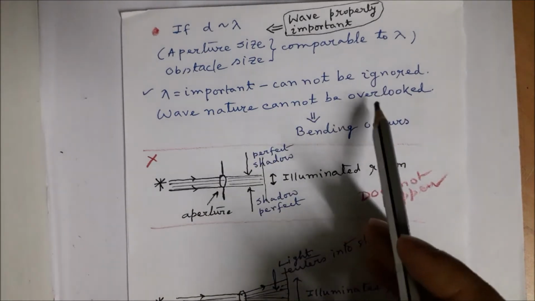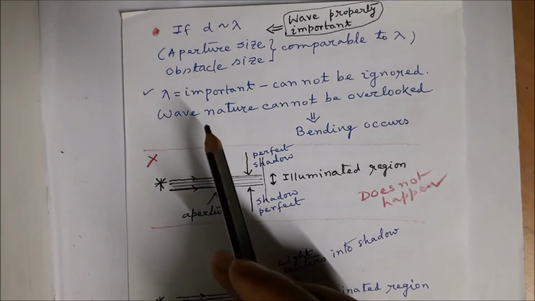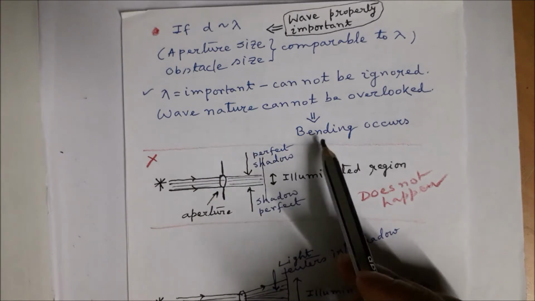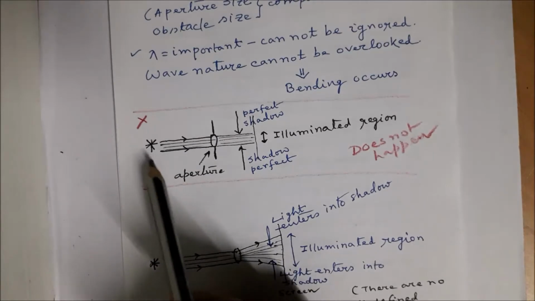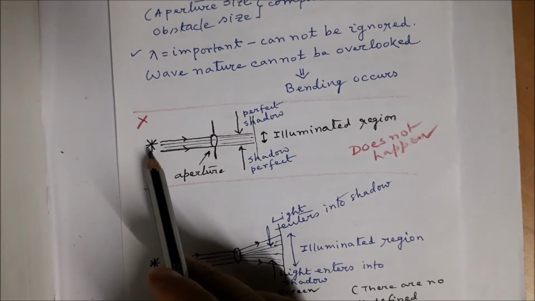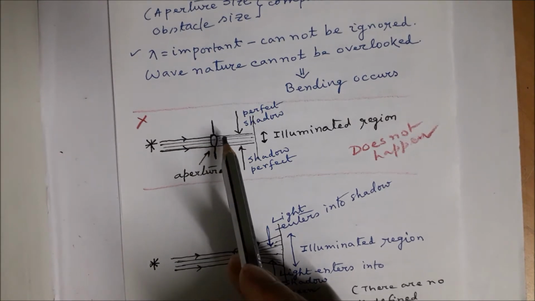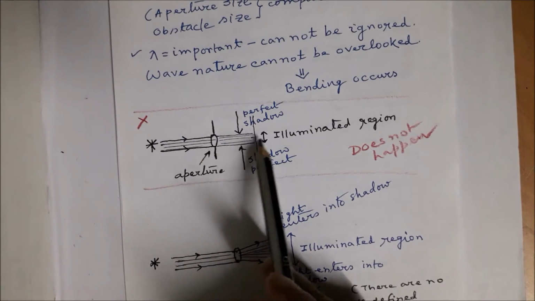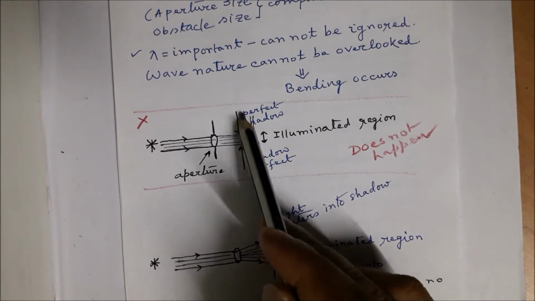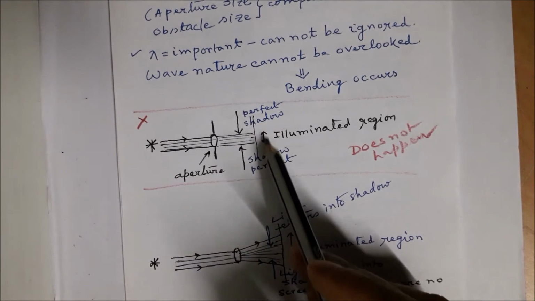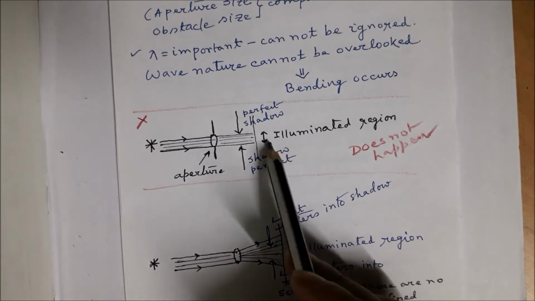Since wave nature cannot be overlooked, and wave means there are ups and downs, there are undulations, it automatically means that light will bend. There will be bending. Now let us consider this diagram where this is the light source which emits light. It hits the aperture, and if it goes straight, then it hits the screen here, which means we'll have a perfect shadow in this region and in that region, while this region will be the only perfectly illuminated portion.